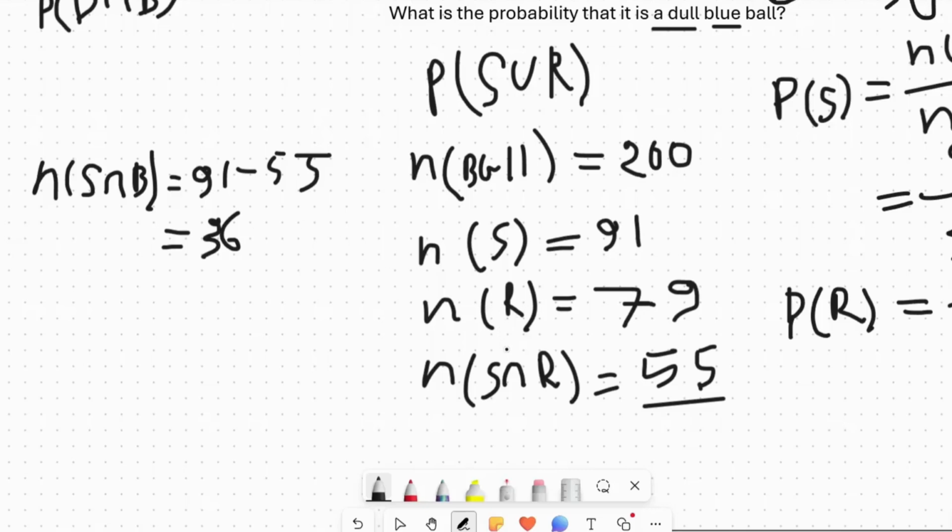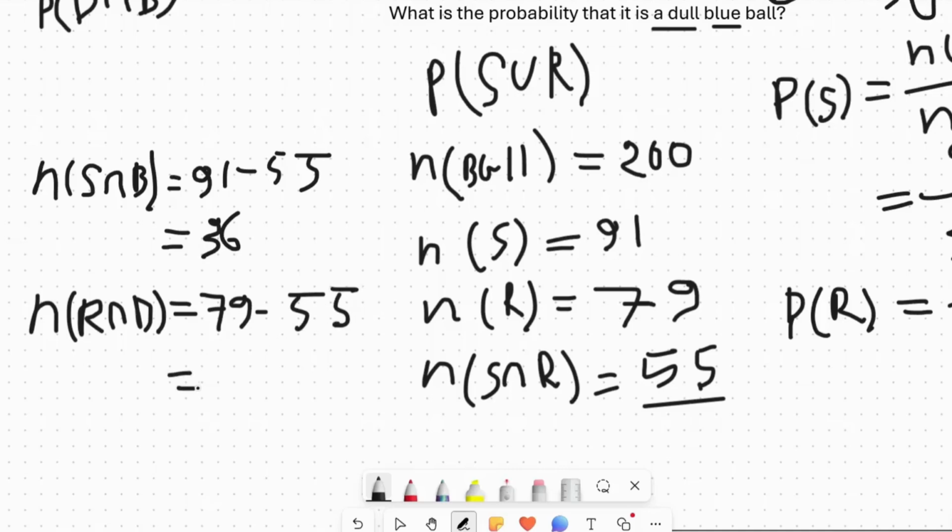Now let's find the red dull balls, the number of balls which are red and dull. The total number of red balls is 79, and 55 of the red balls are shiny and red. It means if we subtract this, we find red and dull balls. 79 minus 55, which is 24. So these are the values.